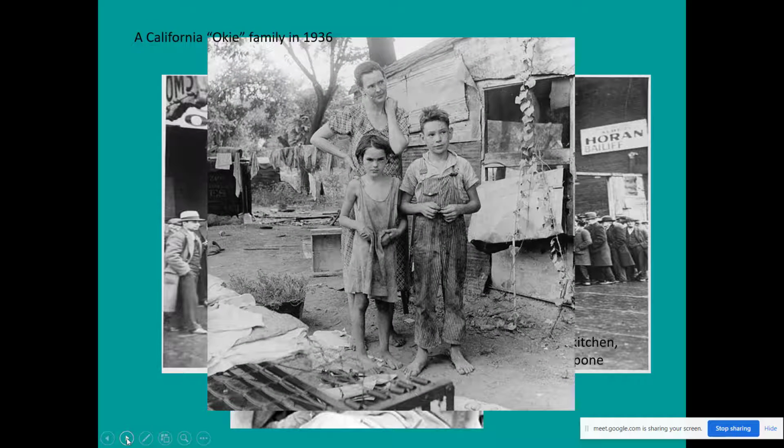This is an image of a California Okie family in 1936. These are the individuals who came from Oklahoma. You can see the house that they had, the clothing that they were wearing, barefoot, pretty destitute. And this is what was coming to California because the situation was so bad where they were and they felt there were no opportunities left for them to try and stay.